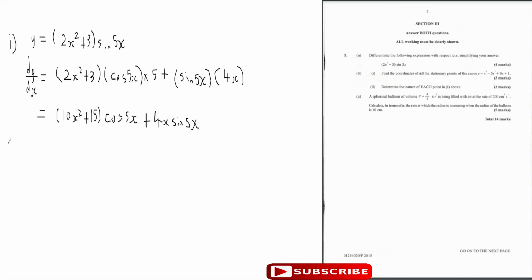Now part B. Part B is saying to us that we need to find the coordinates of all the stationary points on the curve. And so what that means is we're told that y is equal to x cubed minus 5x squared plus 3x plus 1.